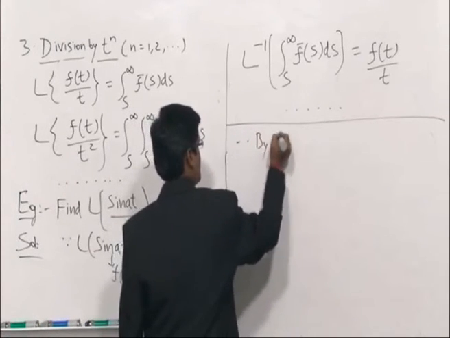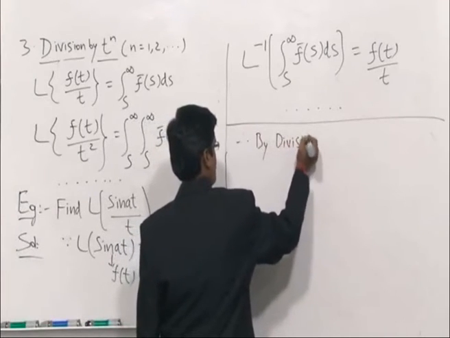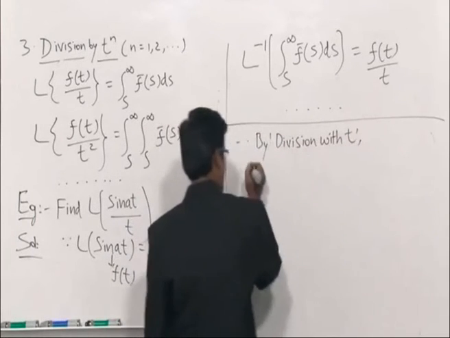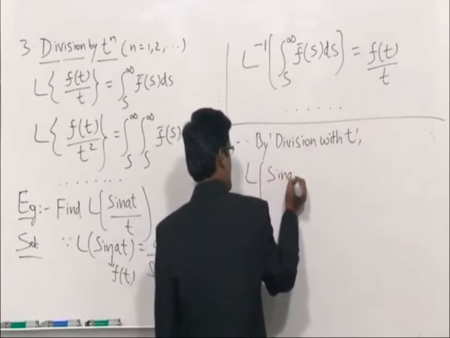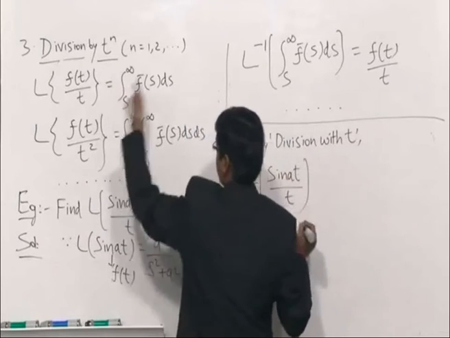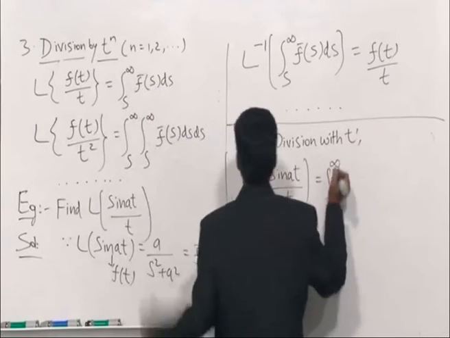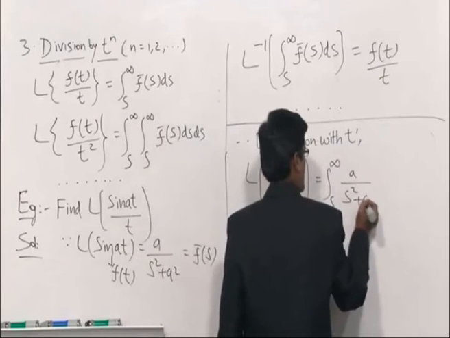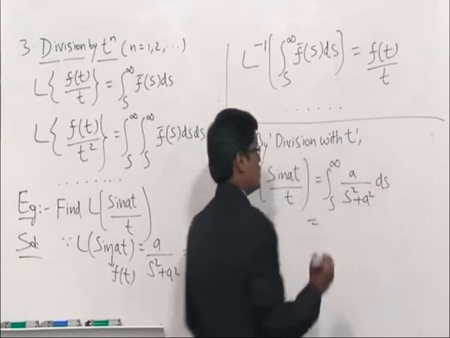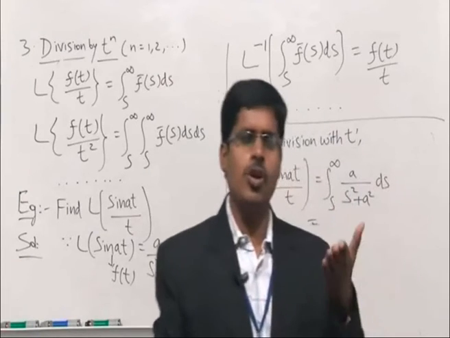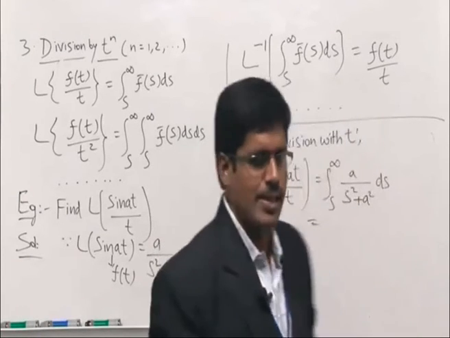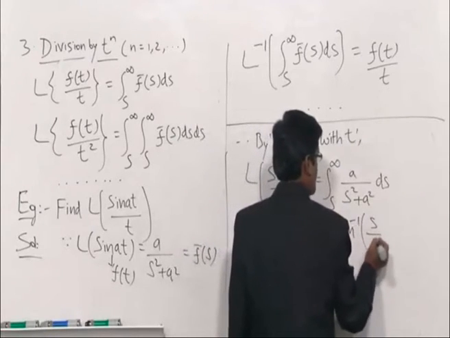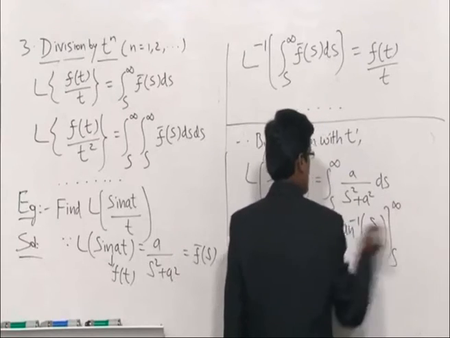Therefore, by division with t, L of sin at by t, that is f of t by t, is equal to the integral from s to infinity of f bar s. What is f bar s? We got a over s square plus a square ds. The integral of 1 over x square plus a square is 1 over a tan inverse x over a, the standard integration formula. So this integration is tan inverse s by a, with limits s to infinity.